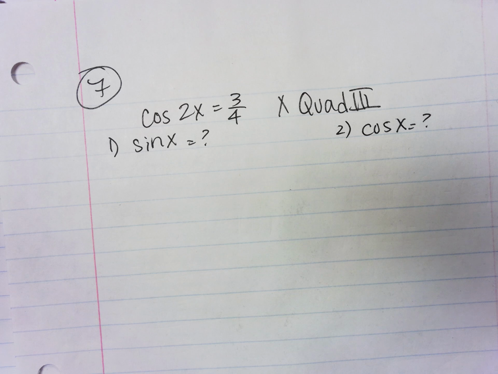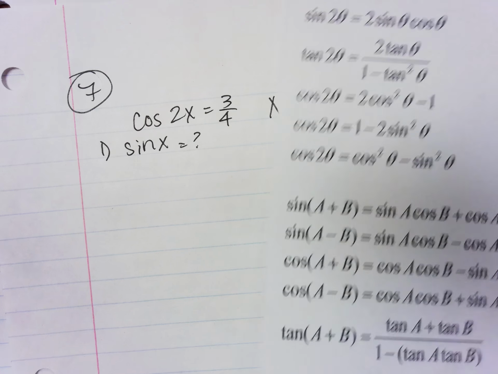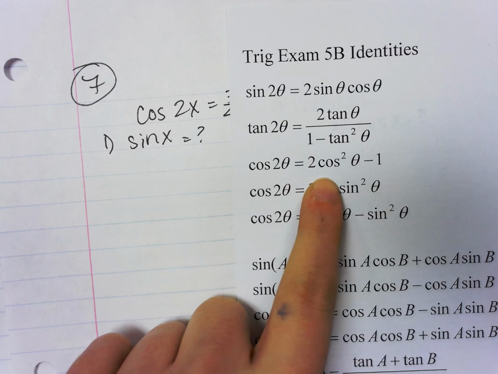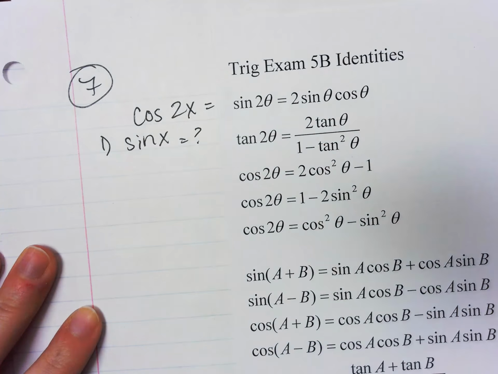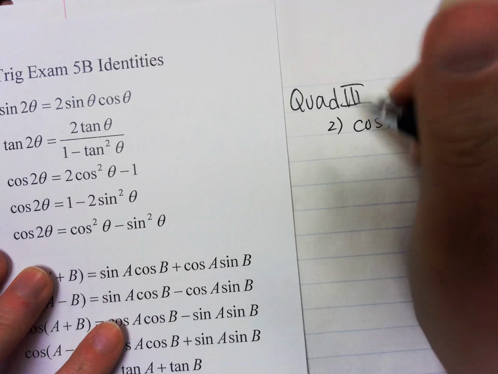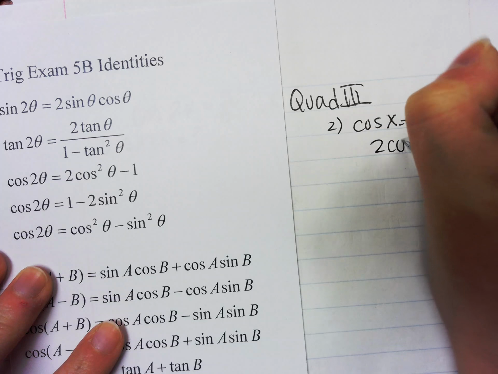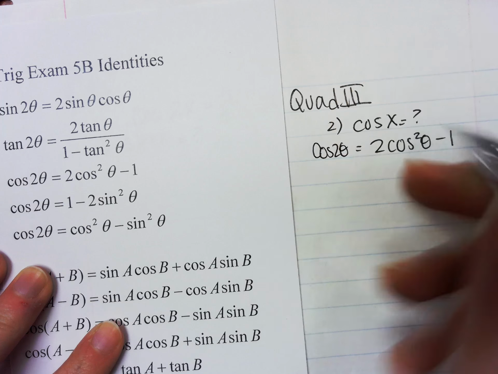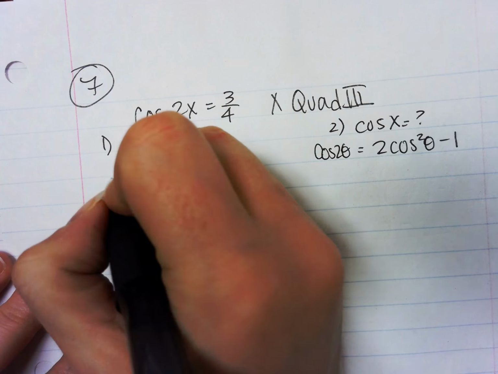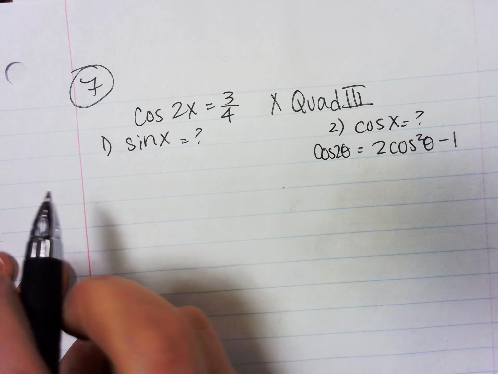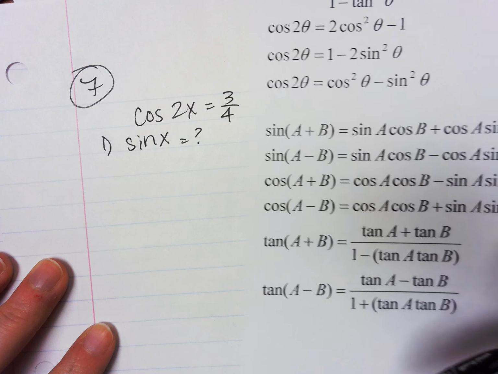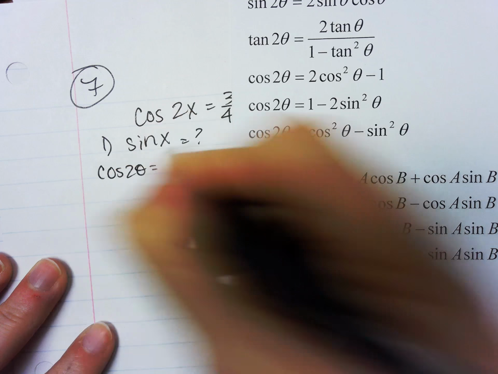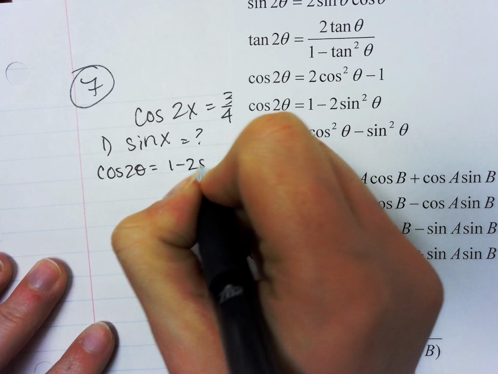Okay, well what we need then, again, is our double angle identities. So our double angle identities over here: cosine of 2 theta is 2 cosine squared theta minus 1. And this equals cosine of 2x, 2 theta. And then for sine of x, we need something that deals with our sine of theta, which is here. So the cosine of 2 theta also equals 1 minus 2 sine squared of theta.